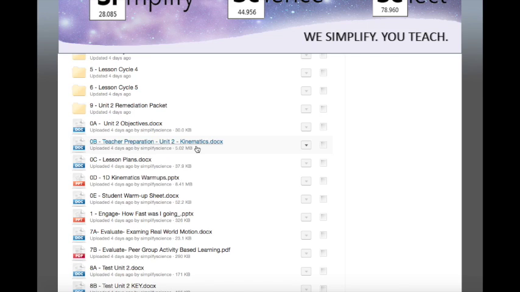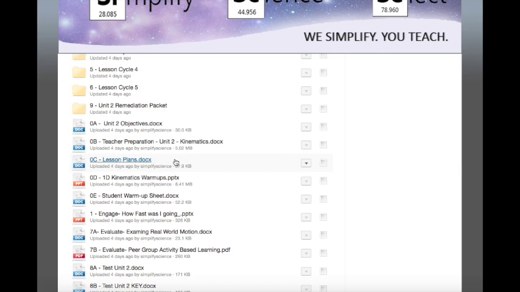This 0B document is a teacher preparation document, and it has very specific instructions as far as how to set up a lab, what equipment you're going to need, how much of each equipment you're going to need, questions that you can use to draw answers out of students, guiding questions, those sorts of things.